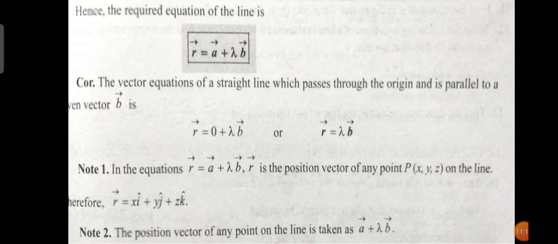If the straight line passes through the origin, that is, the given point is the origin, then vector a becomes 0, and it is r equals lambda b. This is the vector form, a very important one. In the equation vector r equals vector a plus lambda b, r is the position vector of P, and therefore r is xi plus yj plus zk, and the position vector can be taken as vector a plus lambda vector b.